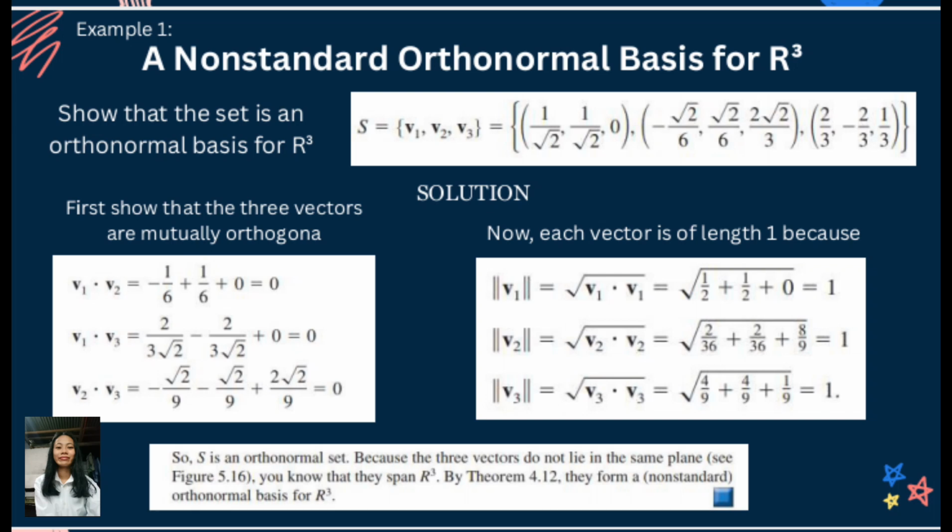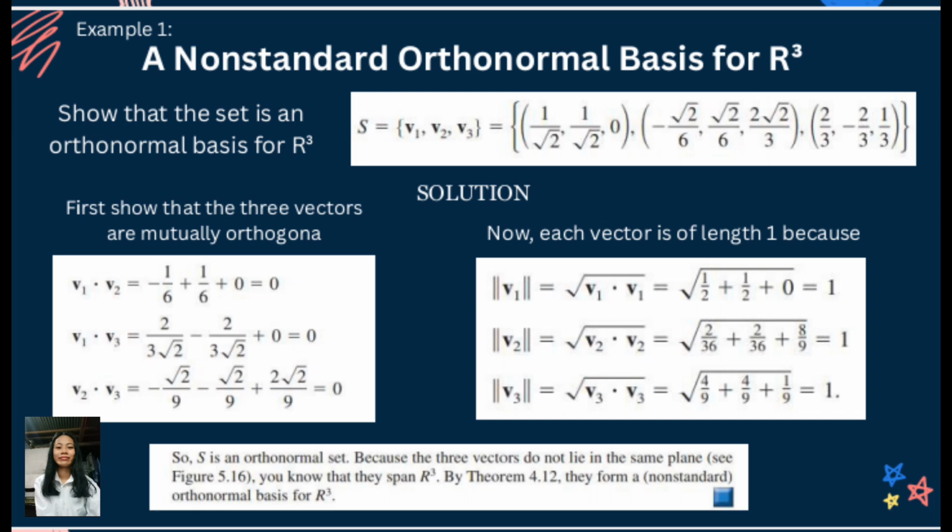Now, we need to show that S is an orthonormal basis for R3. An orthonormal basis is a set of vectors that are mutually orthogonal, for example, perpendicular, and have a length of 1. In other words, each vector in the basis is normalized and the set spans the entire vector space. Now, we need to show that the vectors in S are mutually orthogonal. To do that, we need to calculate the dot product of each pair of vectors and show that it is equal to 0. So, let's calculate the dot products of the vectors in S.